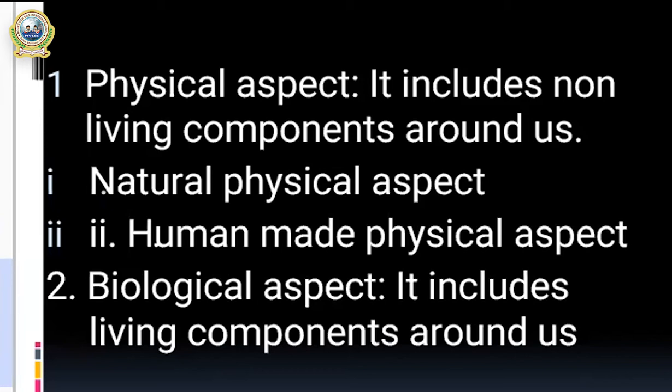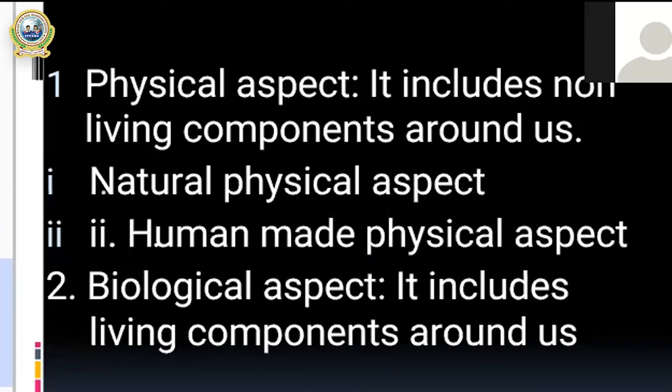The first one is the physical aspect. First of all, I'm going to define the meaning of physical aspect, and you can see on the screen there are two categories of physical aspect. Physical aspect includes different non-living components around us. Once again, I want to repeat the definition of environment: the surrounding area containing both living and non-living factors. So the physical aspect includes different non-living factors or components around us.